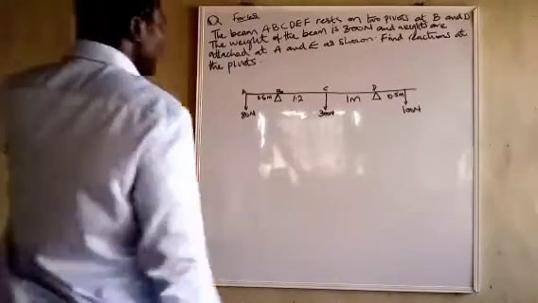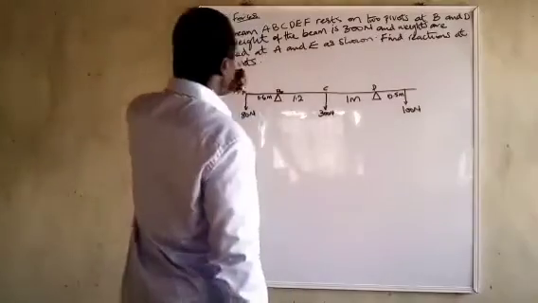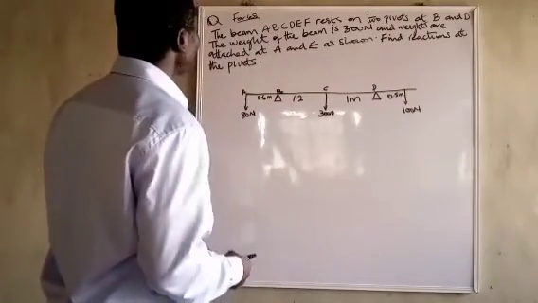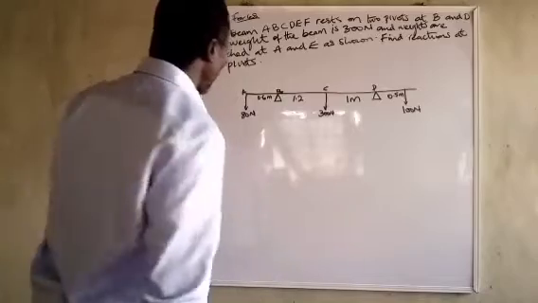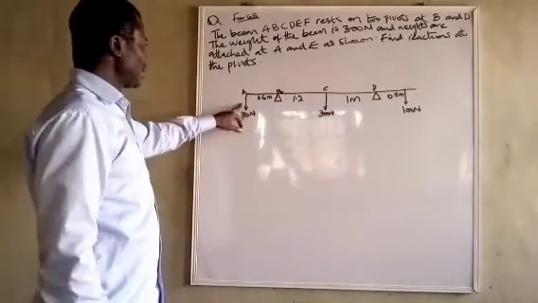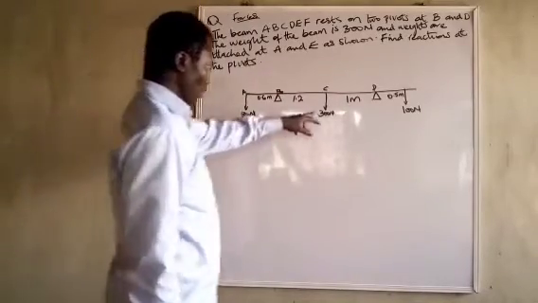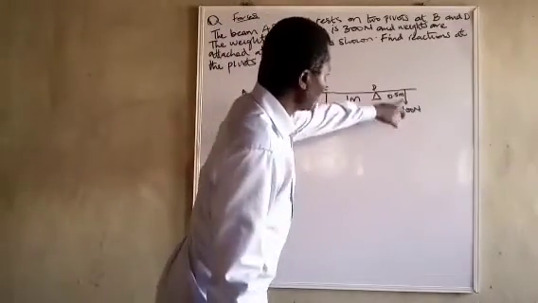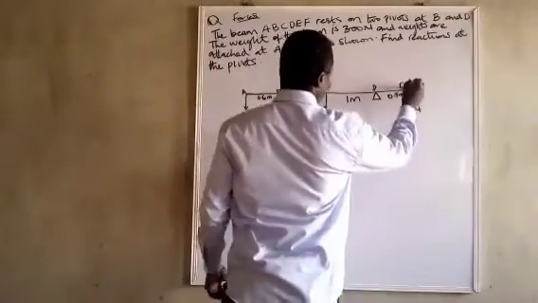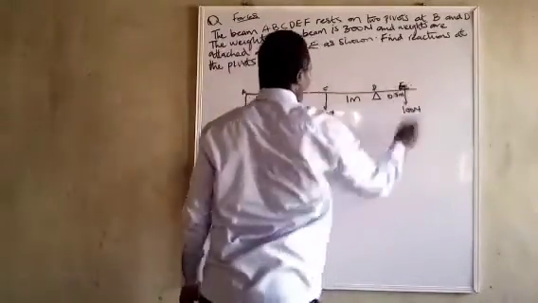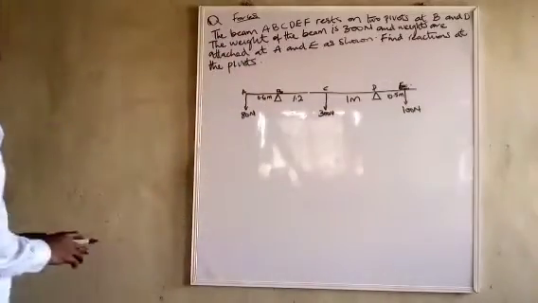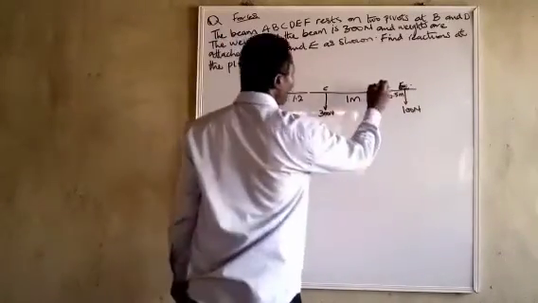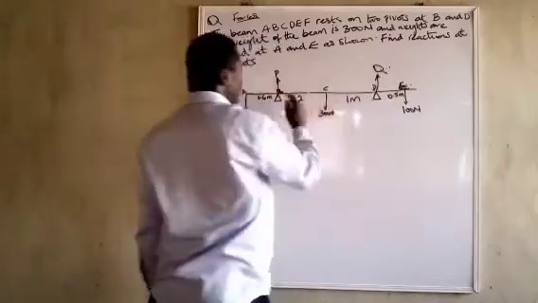A beam A, B, C, D, E, F rests on two pivots at B and D. The weight of the beam is 300 Newton, and weights are attached at A and E as shown. Find reactions at the pivots. You can see that we have 80 Newton at A, we have 300 Newton as the weight of the beam, and 100 Newton at E. So from equilibrium, let's first of all look at this one. Let's say this one is P and this one is Q, as in the reactions at B and D respectively.